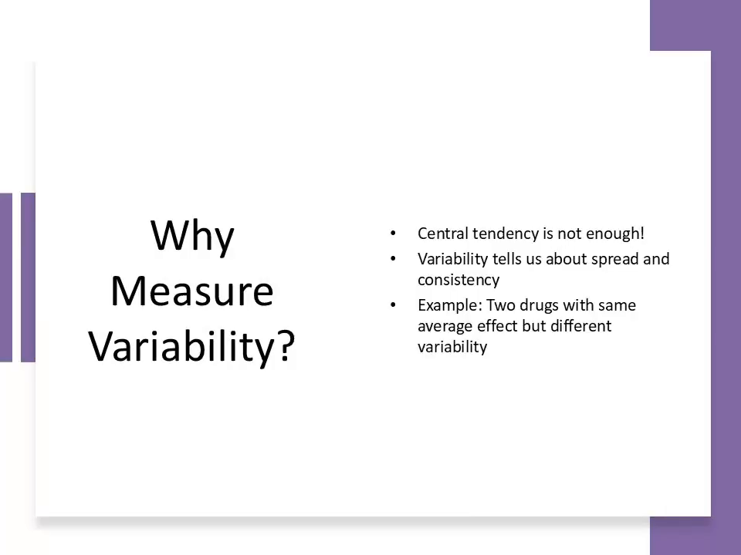Knowing the center of your data isn't enough. Imagine two drugs that both lower blood pressure by an average of 10 millimeters of mercury. But one drug has very consistent results across patients, while the other has a wide range. Some patients see almost no change, while others see large changes. Understanding variability helps us interpret how reliable and predictable an outcome is.